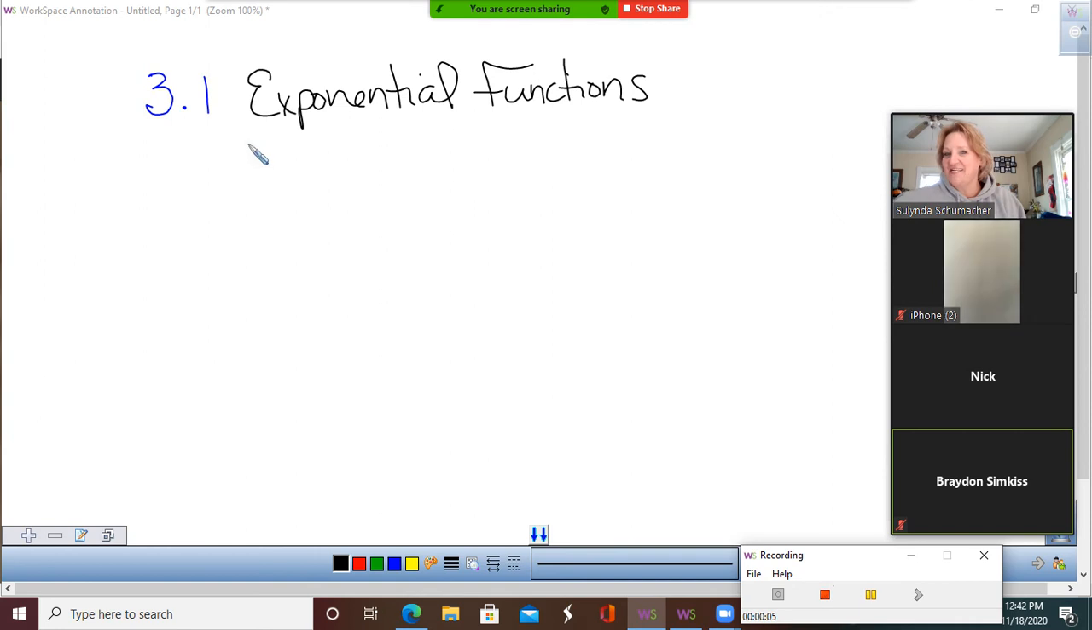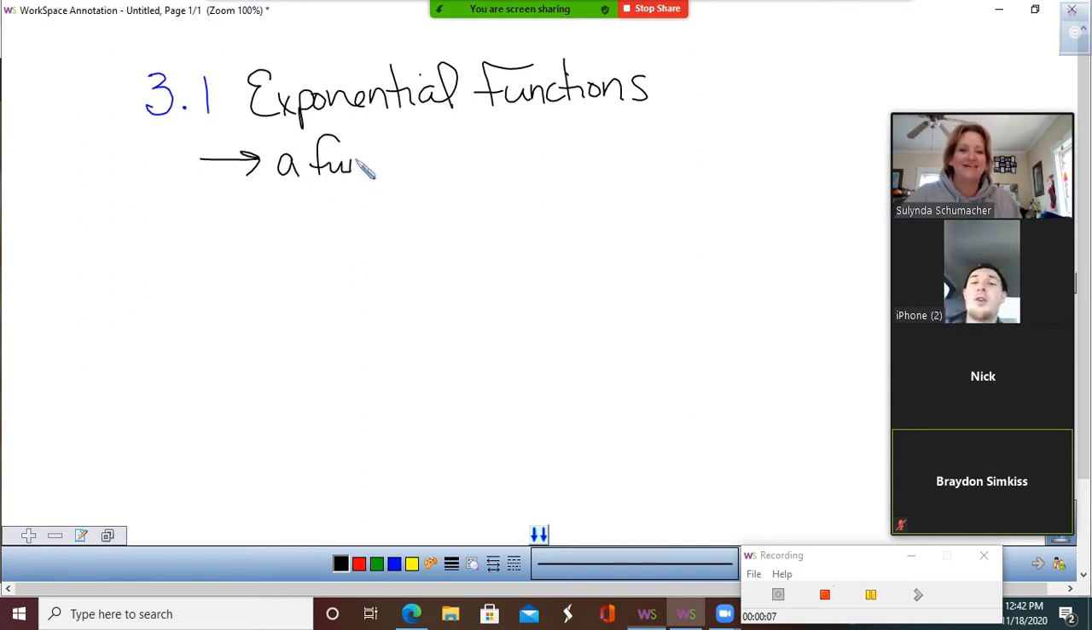So 3.1 is exponential function. All right, and I want to remind you that an exponential function is a function.